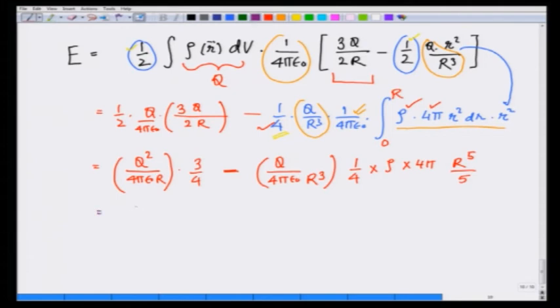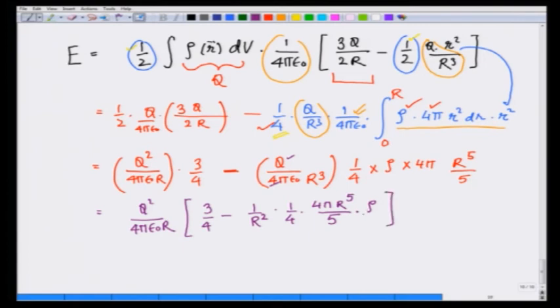So, this comes out to be q square over 4 pi epsilon 0 r. Let us take this out. I am left with 3/4 minus, with q over 4 pi epsilon 0 r taken out, 1 over r square times 1/4 times 4 pi r raised to 5 over 5 times rho over q.